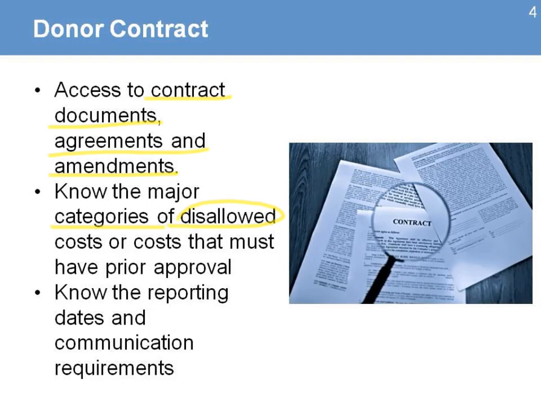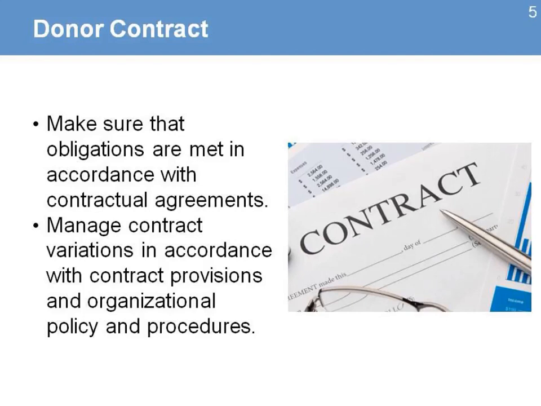Or any cost that must have a prior approval. That is also important. In the purchase of a vehicle, sometimes they have specific characteristics in terms of the origin of the vehicle, so it is important that they go through the process of approval before you complete the purchase process. You also need to know the reporting dates and any communication requirements, so that you are able to follow and able to produce the reports and the communications as they are required.